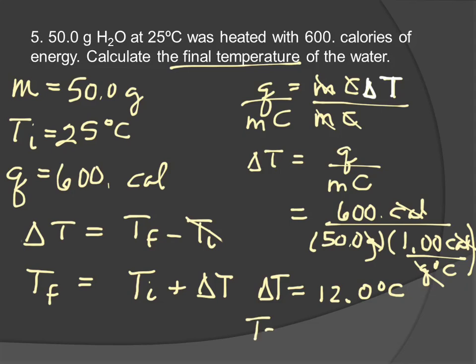T final equals the initial temperature of 25 plus the change, which equals 37. And there's my answer, hiding way down there. When we add 25 and 12.0, the 25 has uncertainty in the ones place, and so the answer has uncertainty in the ones place.